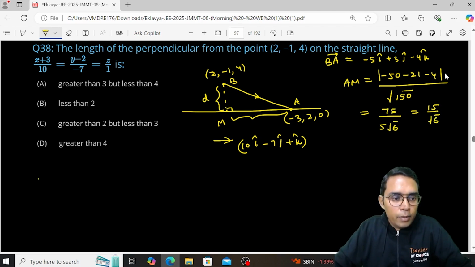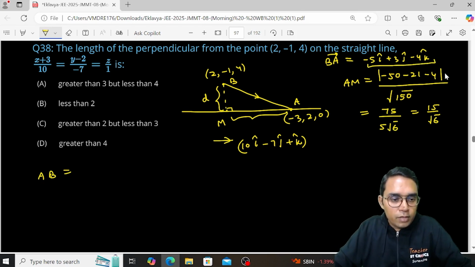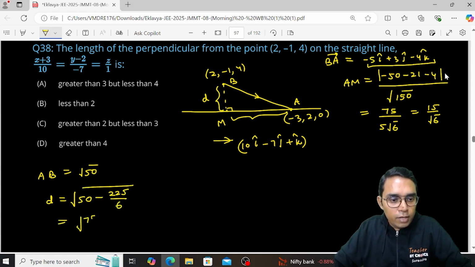Now the length AB we can also find. It is just the magnitude of this vector, that is 25 plus 25, root 50. So this d would be equal to the square root of AB squared minus AM squared. That is 225 upon 6, so 300 minus this, so 75 upon 6, so 25 upon 2, so 5 upon root 2. So the answer for this should be this.